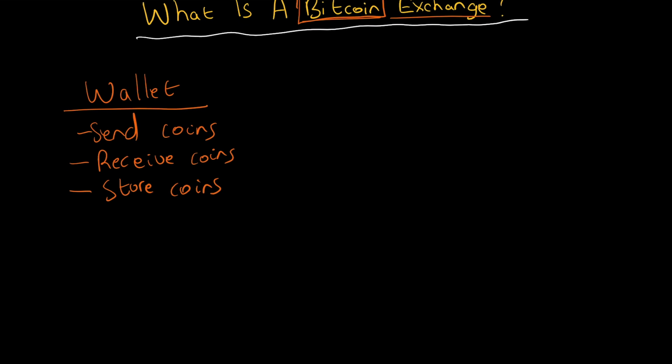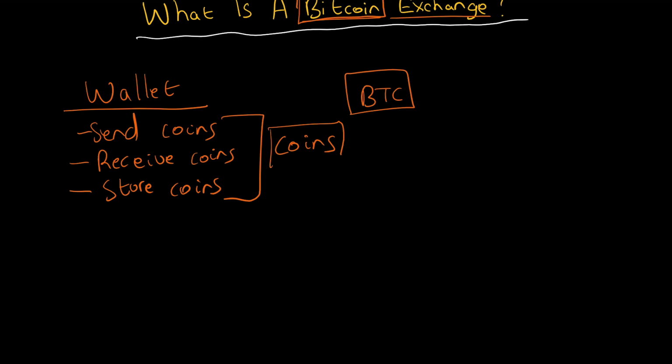So what does a Bitcoin or any other cryptocurrency exchange do? At the moment, all of this assumes we have a particular coin. So I'm going to use the example of Bitcoin. So imagine if we have Bitcoins, that's great. We can send them, we can receive them, we can store them in this particular Bitcoin wallet. But what if we don't have Bitcoins, but we want to get hold of Bitcoins? Maybe I have dollars and I want to get hold of X number of Bitcoins. How do I go about that?